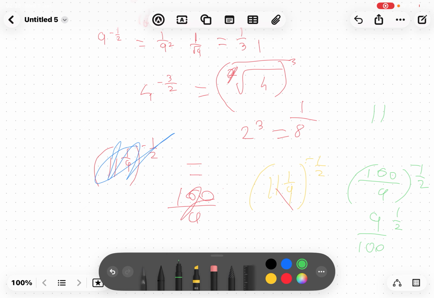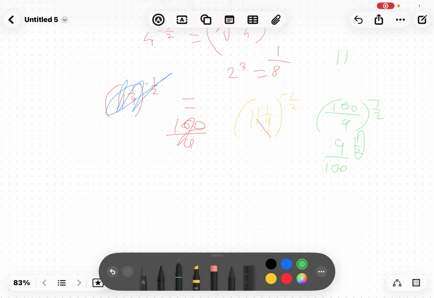So this is equal to the square root, so we square root 9 over 100, and that's equal to this basically, or 3 over 10. What's the square root of 9? What's the square root of 100? So yeah.